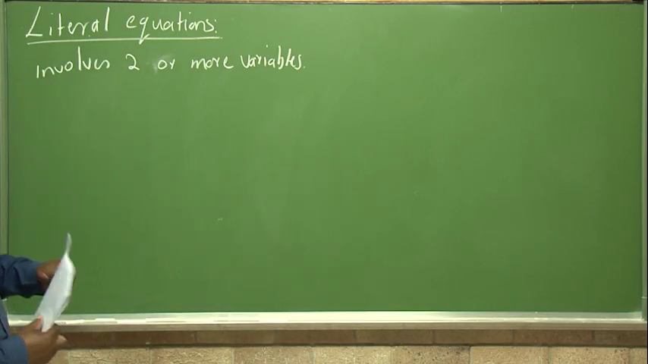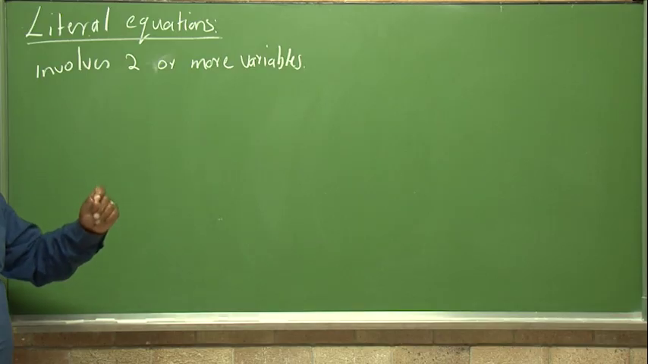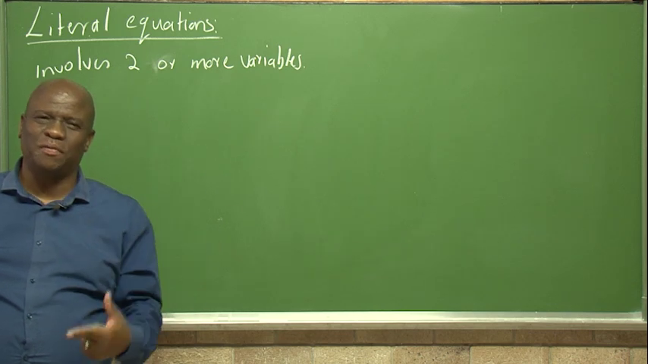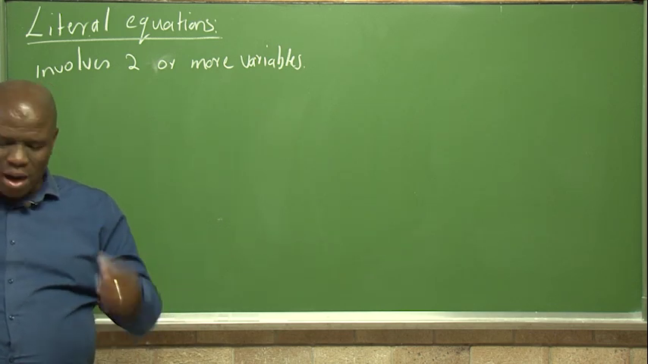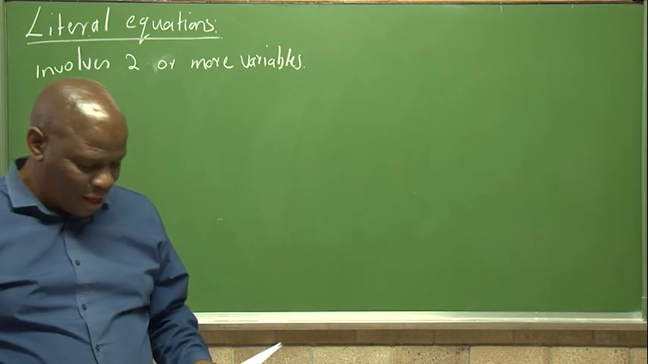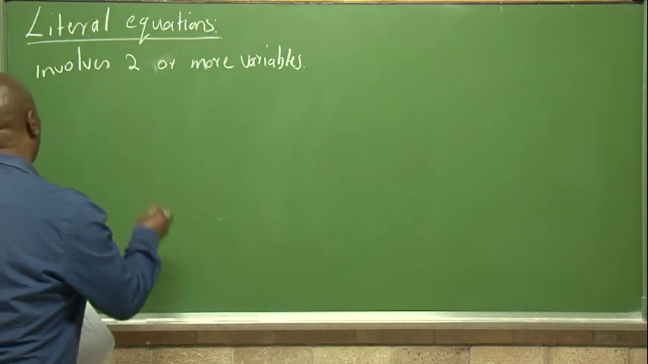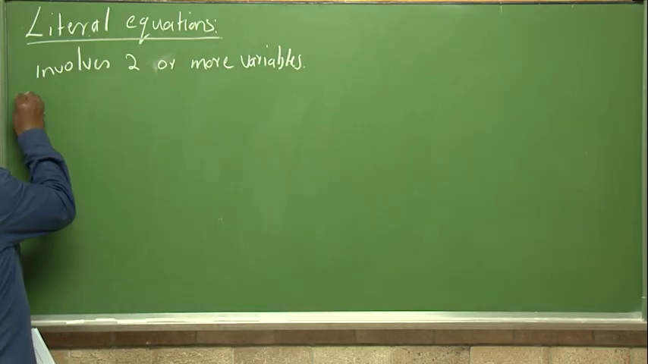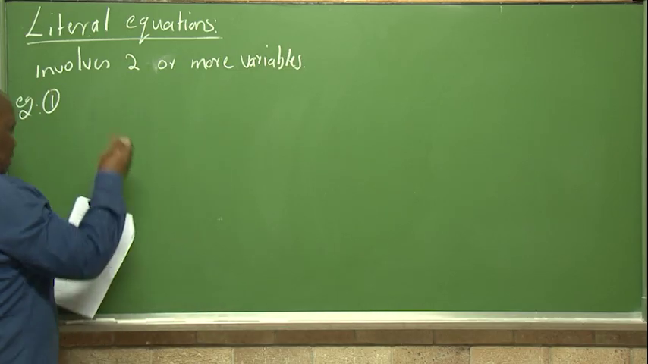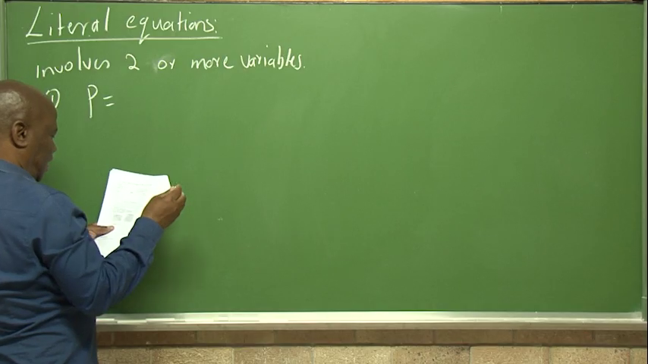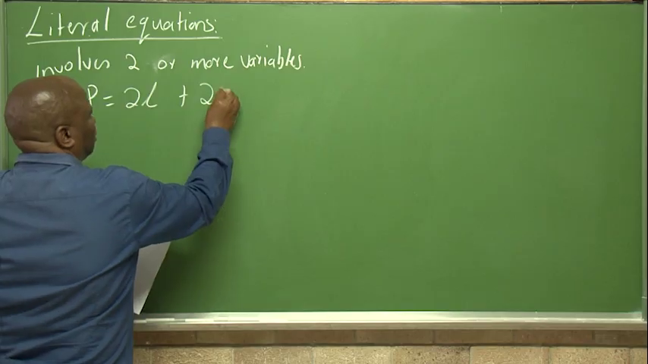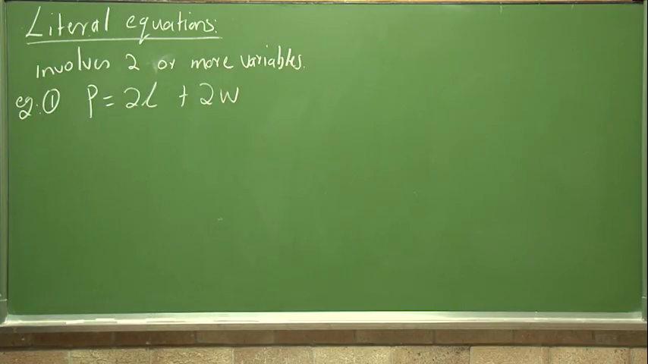More often, with these literal equations, the question will come as: make one unknown the subject of the formula. If I were to make an example here, look at this formula for the perimeter. Example number 1. The perimeter of a rectangle is equal to 2L plus 2W. That is the formula for the perimeter.